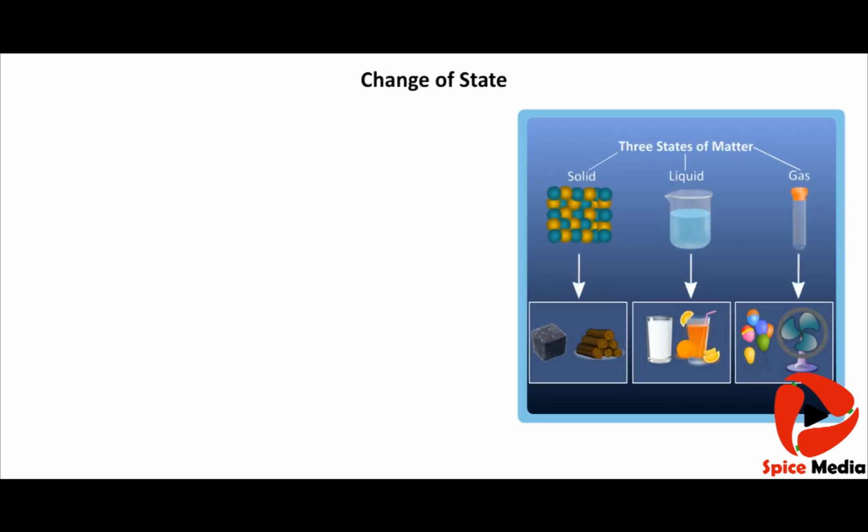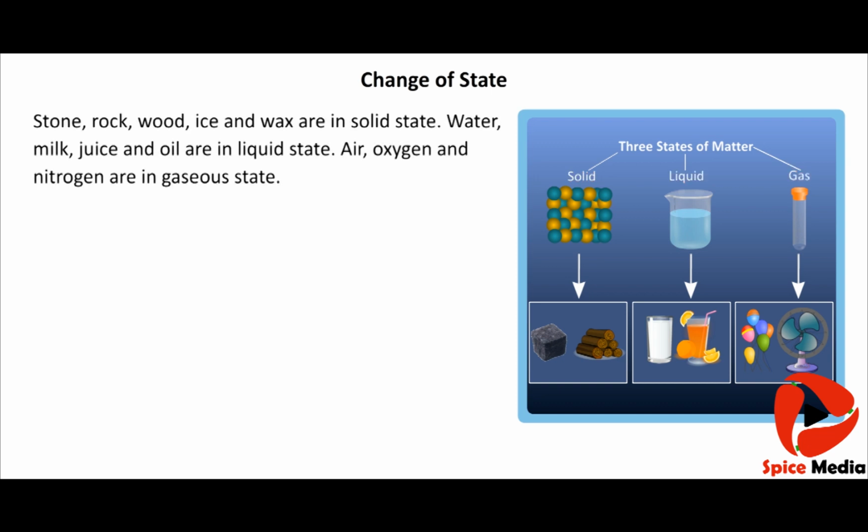We normally see things in three states, namely solid, liquid, and gas. Stone, rock, wood, ice, and wax are in solid state. Water, milk, juice, and oil are in liquid state. Air, oxygen, and nitrogen are in gaseous state.